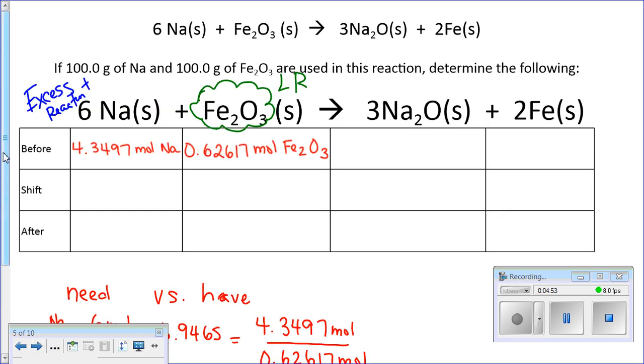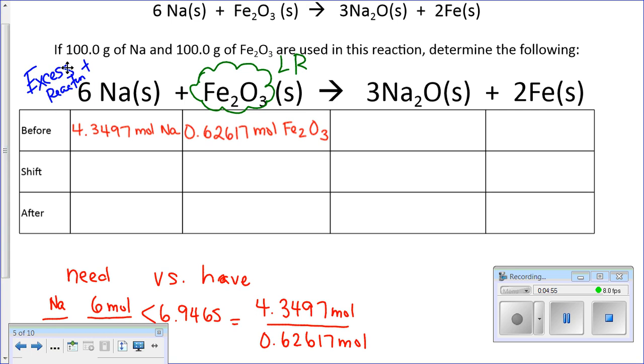So I'm going to mark that. So sodium is my excess reactant. I'm going to have that left over at the end, whereas iron 3 oxide is my limiting reactant. I'm going to use all of that up, so I shouldn't have any left over at the end.